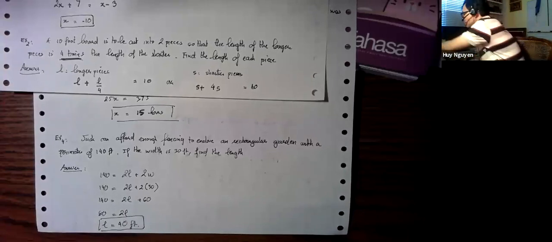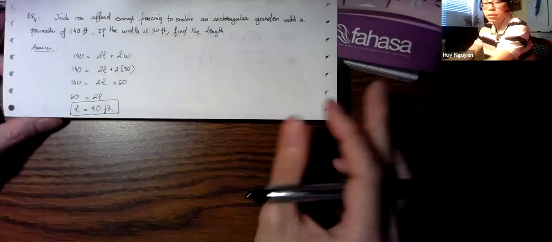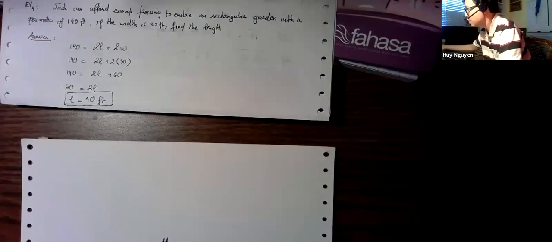All right. Very easy, right? So you see that in this example number 4 here, I'm using the perimeter formula of a rectangle. So it depends on the problem.